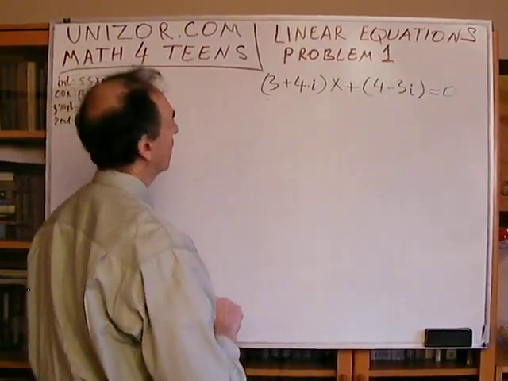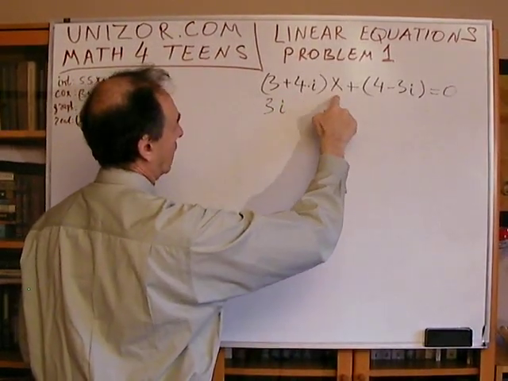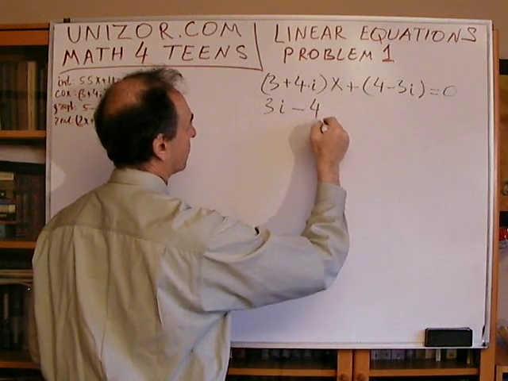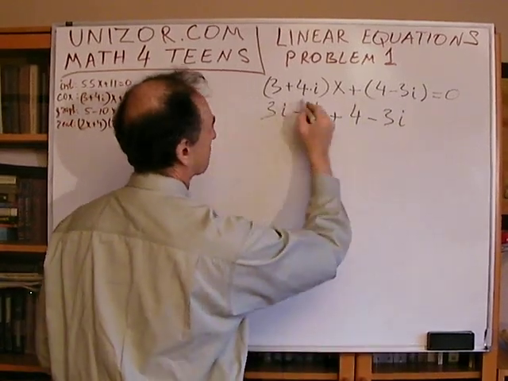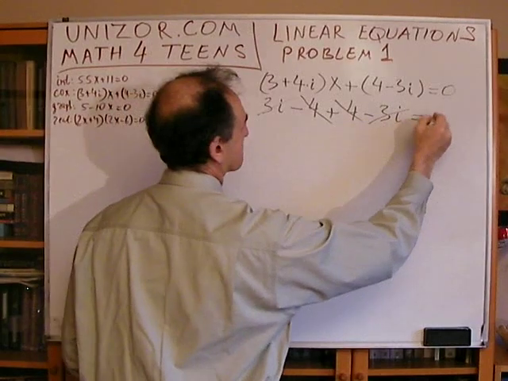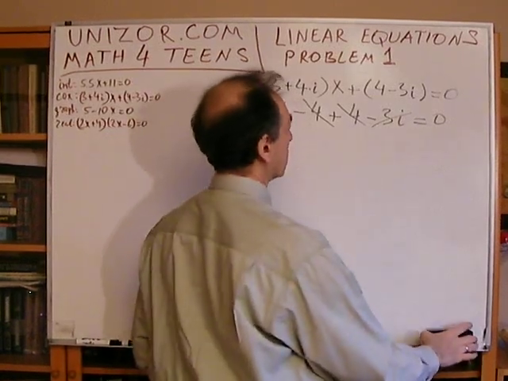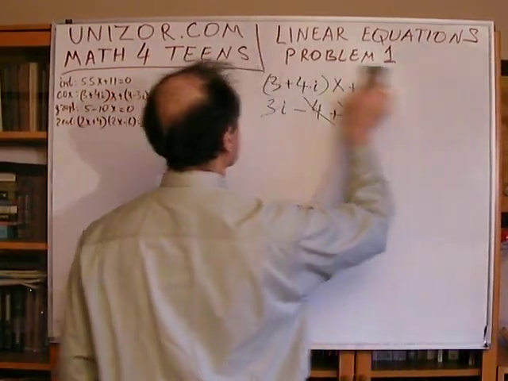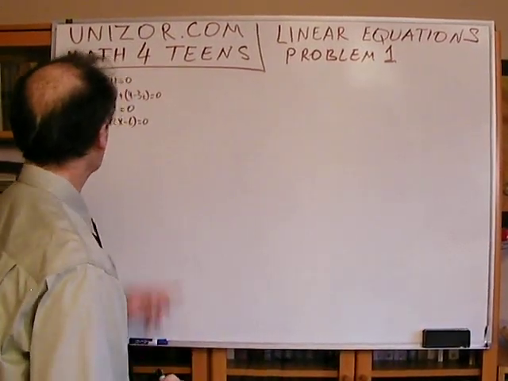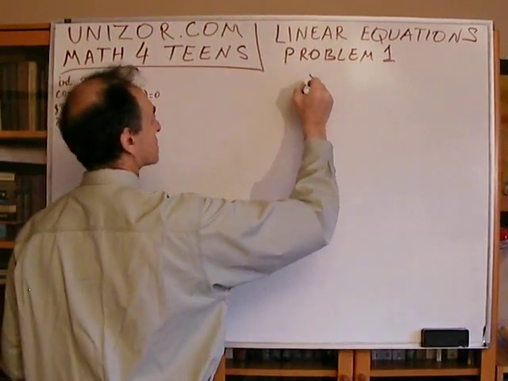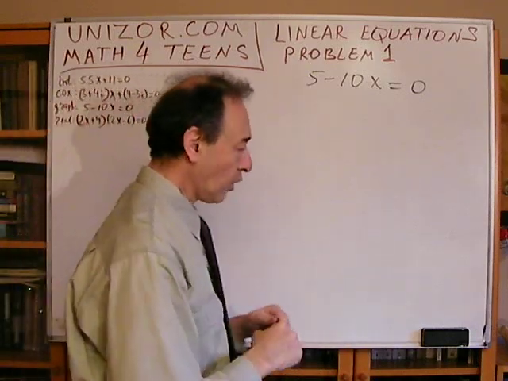All right, so x is equal to i. So what do we have? We have 3i, 4i, and i squared, which is minus 1, so it's minus 4, plus 4, minus 3i. And this reduced, and this reduced. It is indeed equal to 0, so we were right with our solution, x is equal to i. All right, so that's the second mini-problem. The third one, 5 minus 10x equals 0, and I'm asking to solve it graphically.